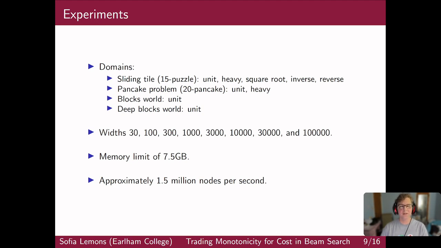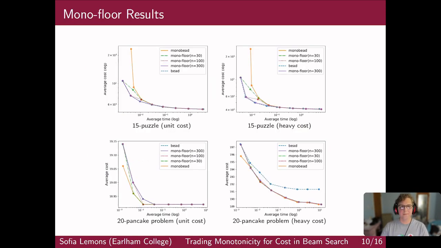When looking at average performance, we ran all algorithms with a variety of widths: 30, 100, 300, 1,000, 3,000, 10,000, 30,000, and 100,000. All algorithms were given a memory limit of 7.5 gigabytes and were run in C++ code, which can expand approximately 1.5 million nodes per second. The average cost versus time results for monofloor show the range of behavior which we would hope.